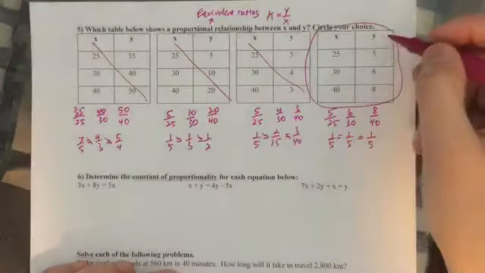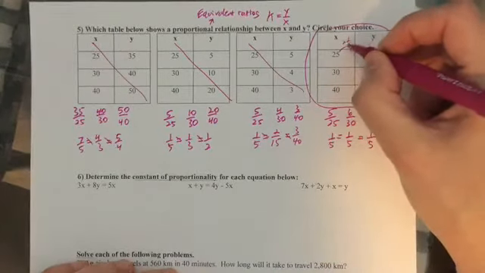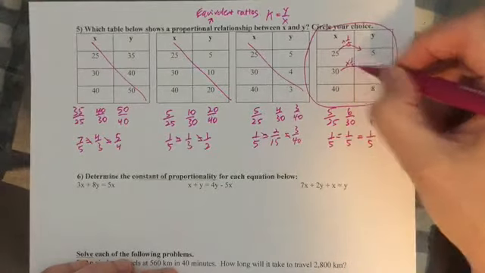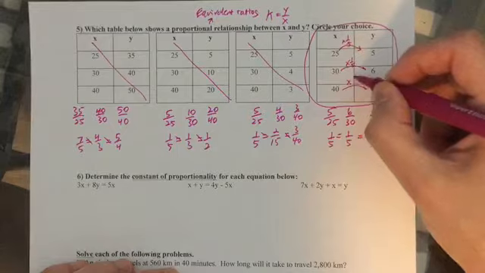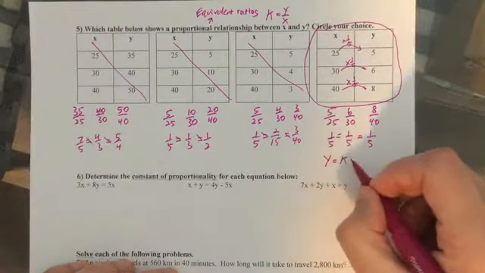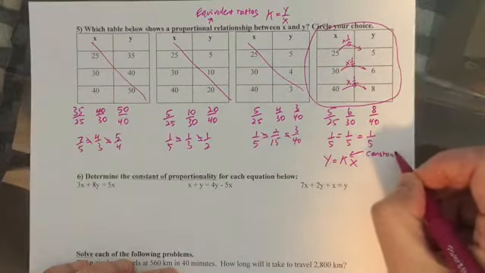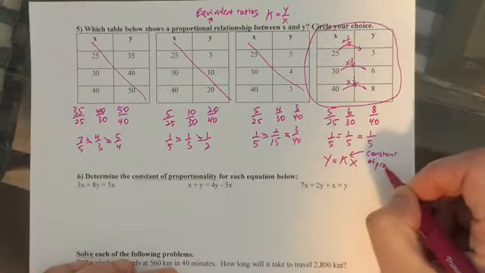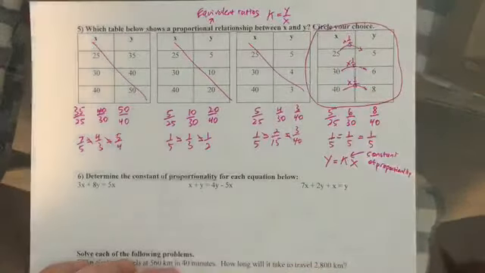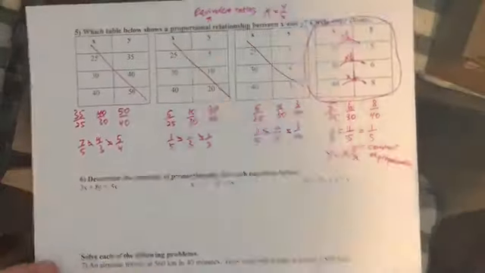how do we go from x to y? Essentially, you're dividing by 5 or multiplying by 1/5, and that's what our constant of proportionality is there. Because remember, we have that equation, y equals kx, where k is that constant of proportionality. Which is exactly what we're looking for on number 6. Determine the constant of proportionality for each equation below.